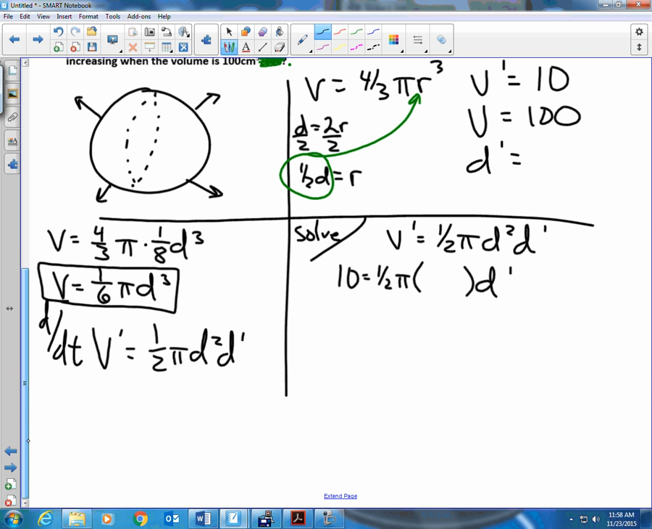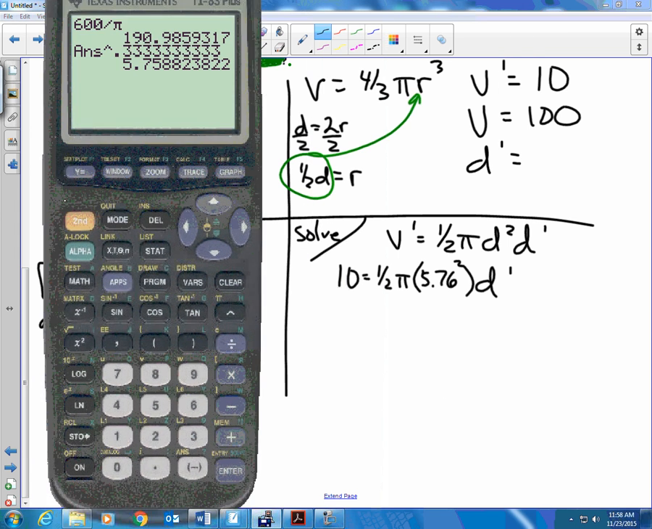So here's my problem, and I put in a 5.76 squared. Do it when you want. It's a free country.